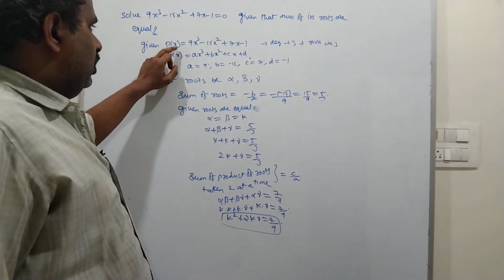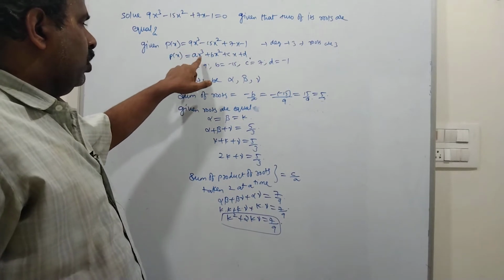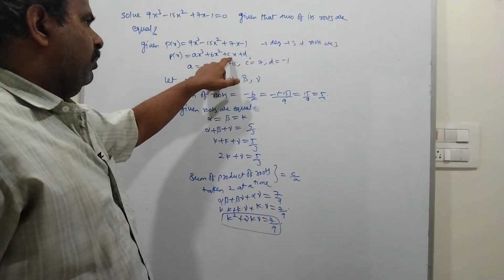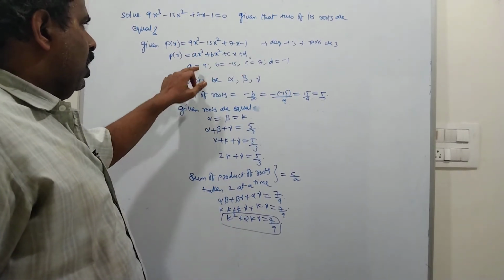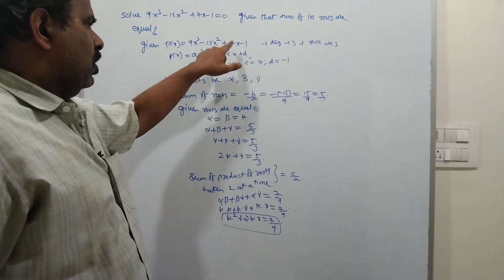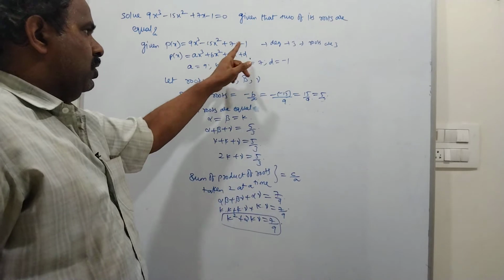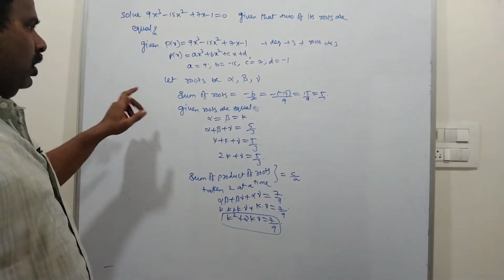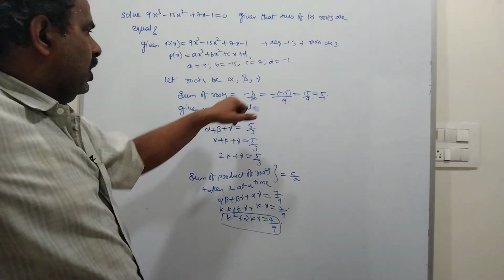So when we compare this with the general form, ax³ + bx² + cx + d, a = 9, b = −15, c = 7, d = −1. Let the roots be alpha, beta, gamma.